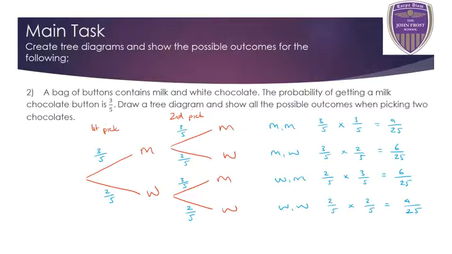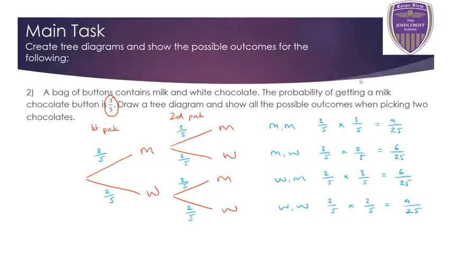So on the first pick, you can either get a milk chocolate button or you can get a white chocolate button. I'm telling you here, look, the probability of getting a milk chocolate is 3 out of 5. So the probability of getting a white, because that's the only other thing that's in there, must be 2 out of 5. So that pair of branches adds up to 1. The second pick then is exactly the same probability. From there, you list your outcomes, you multiply your fractions together. That's how you would do that one.